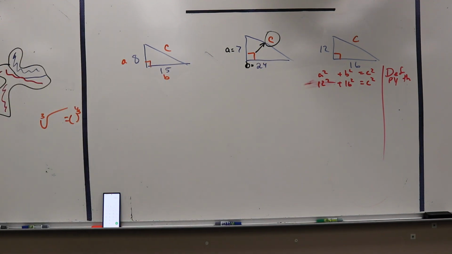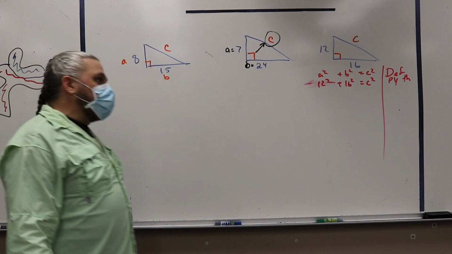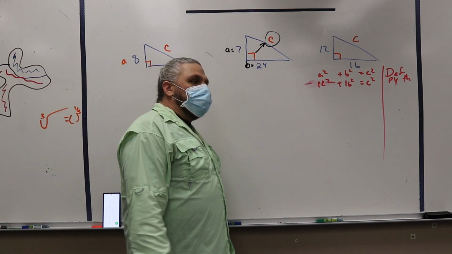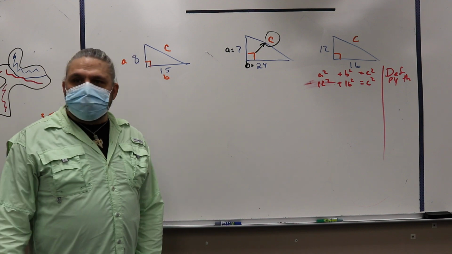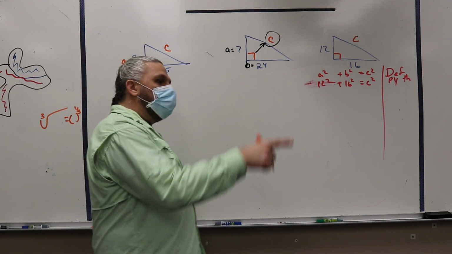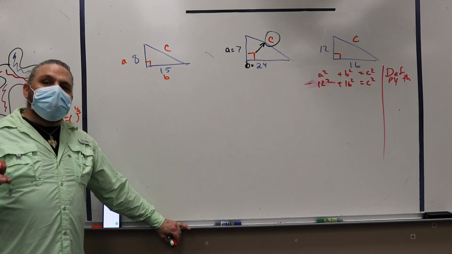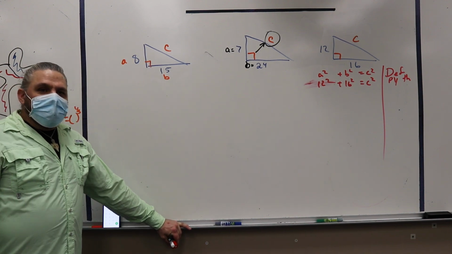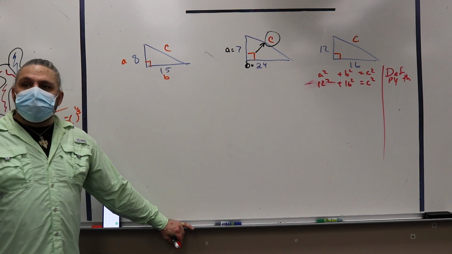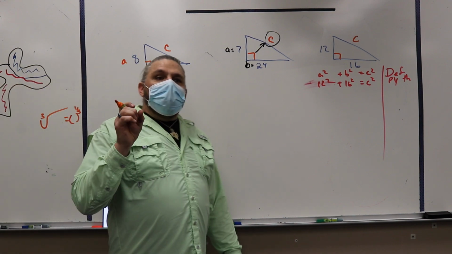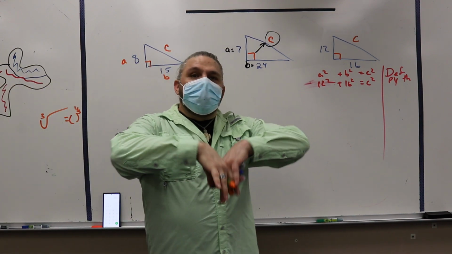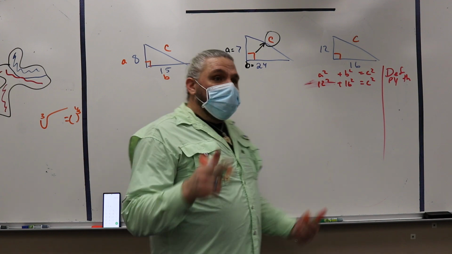Now, how many people can already see right now that this is going to be 20, and that c, the square root, is going to equal 20? I already did it. Oh, you already did it? Okay. Well, it's different when you already do it and when you can see it, because this is what we call a Pythagorean triple, but it's a different form of a Pythagorean triple.